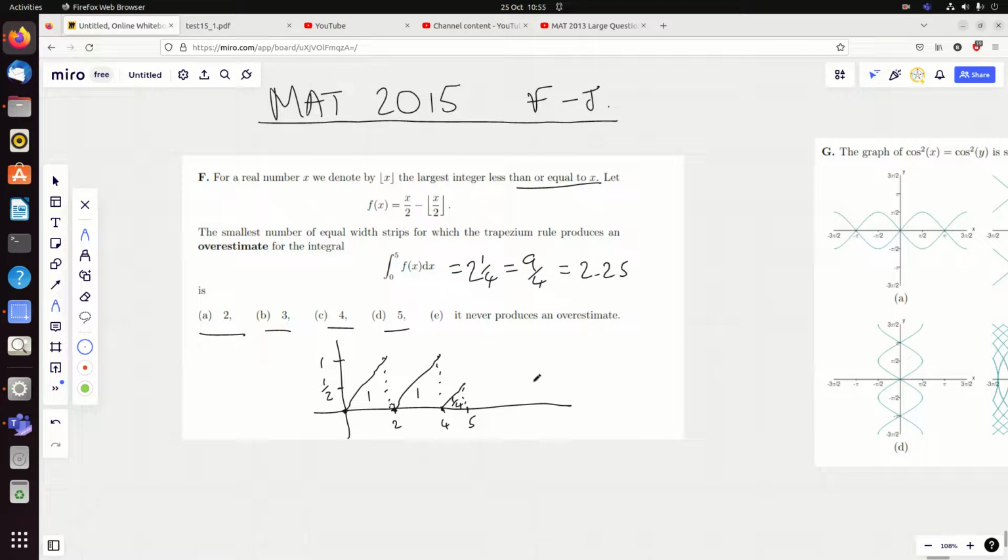So I worked that out first, and I thought, right, now I know what I need to get an overestimate. And then I thought, well, what's going to happen with the trapezium rule? They love asking questions about the trapezium rule on the MAT. They really do.